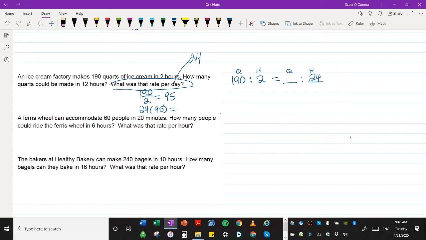All right, so let's look at the next one. A Ferris wheel can accommodate 60 people in 20 minutes. How many people could ride the Ferris wheel in 6 hours? What was the rate per hour? All right, so in this one, that's tricky because it uses minutes and hours.